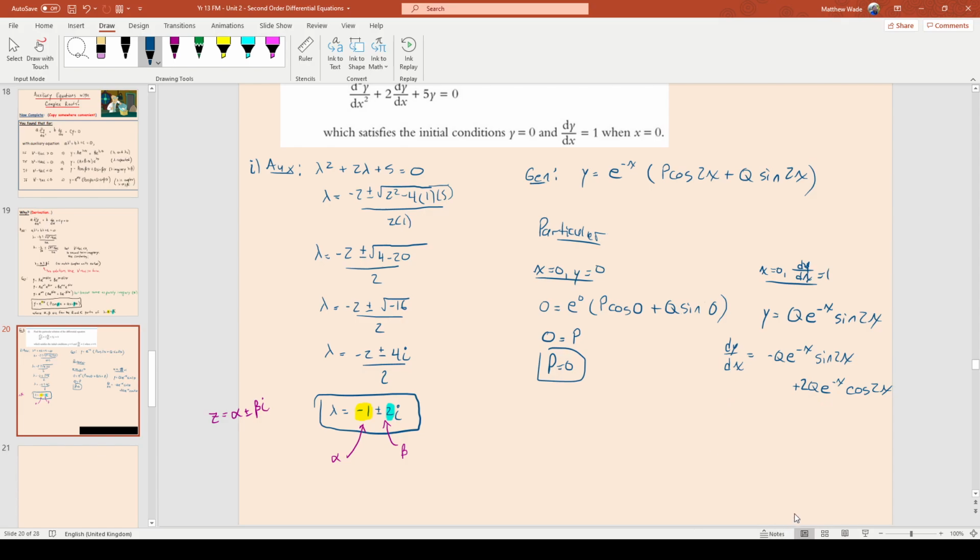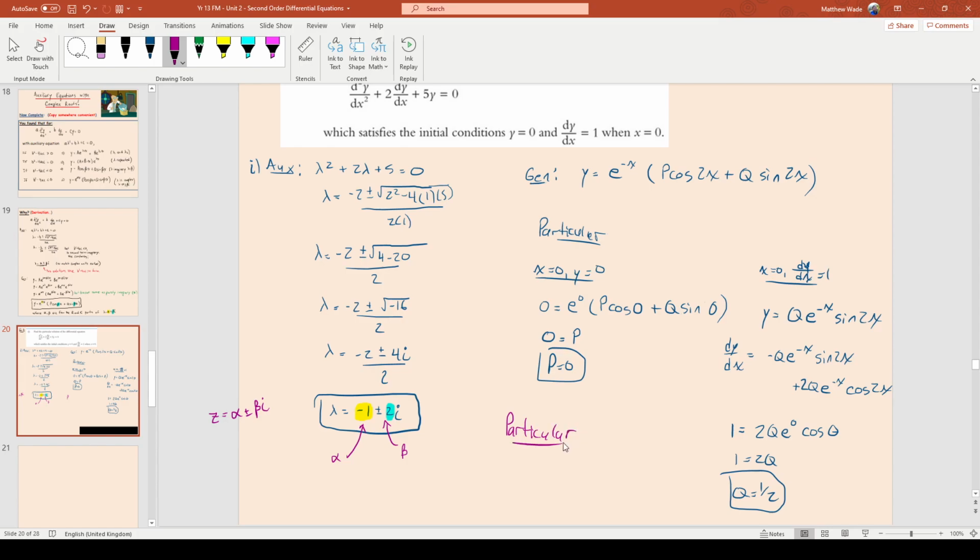Now we're ready for our initial condition. dy dx is equal to 1, and x is equal to 0, so the whole first part is going to go, and you're going to be left with 2q e to the 0 cos of 0. Cos of 0 is 1, e to the 0 is 1, so 1 equals 2q, q is a half. Cool, which means we can do it. Our final answer then, the particular solution, is this.